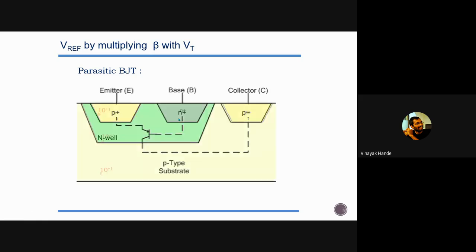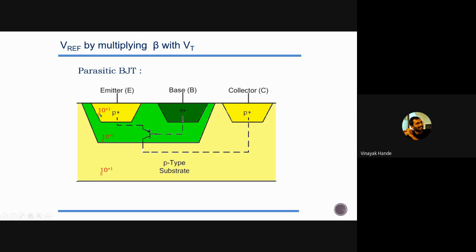Now we'll look at the doping concentration. P plus doping concentration is around 10 raised to plus 19. Actually, it is 9 has come down. Okay.